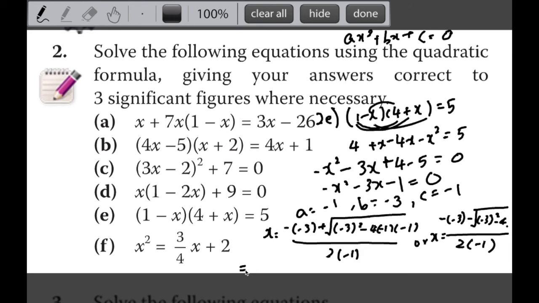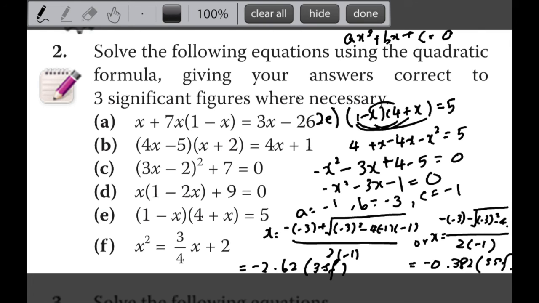So let's check with the calculator. Negative 2.62 to 3 significant figures. The other side, change this to a minus sign, and your calculator will give you negative 0.382 to 3 significant figures. So by using the quadratic formula, you'll see that it is much faster. You just have to make sure that the equation looks like the general quadratic equation. Make sure that one side is 0, identify your a, b, and c, and then plug them into the formula that you have learned.